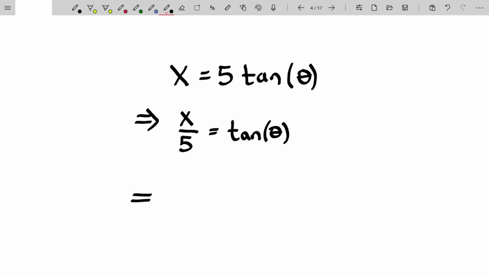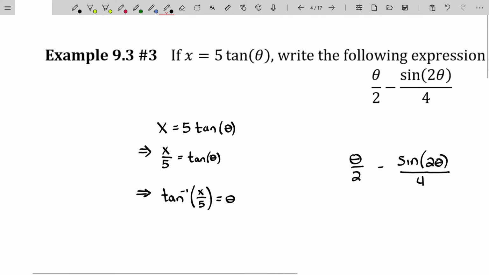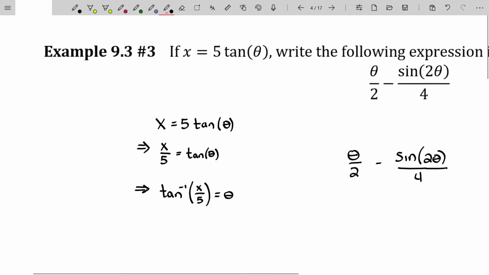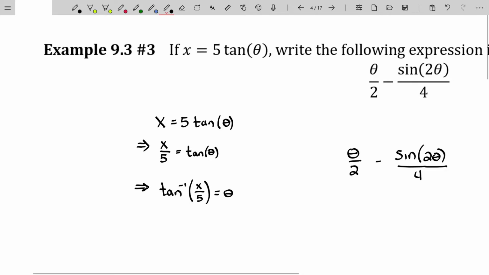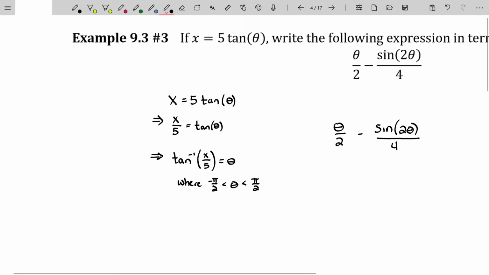Of course, when you take the tangent inverse of both sides, you're very much restricting what theta can be. Remember, tangent inverse or the arc tangent, or the arc trig functions in general, they return angles, but they're restricted angles. So I'm going to make a little note here. I'm going to say where theta is between negative pi over 2 and positive pi over 2. That's incredibly important to write down.